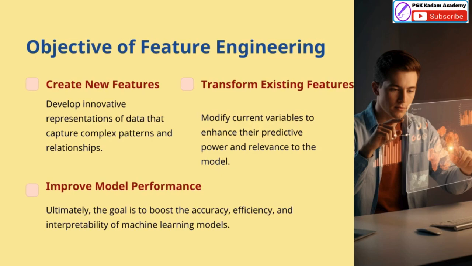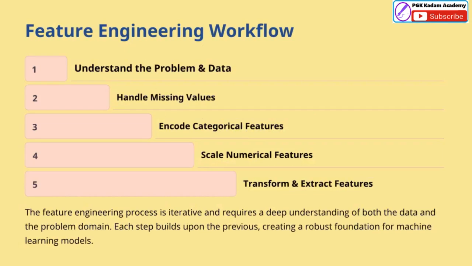for the intended applications. The feature engineering process is a critical step in building effective machine learning models. It involves a series of iterative steps to prepare the data and create useful features. First, we need to deeply understand the problem we're trying to solve and the data we have available. Next, we handle any missing values in the data, which could impact model performance.